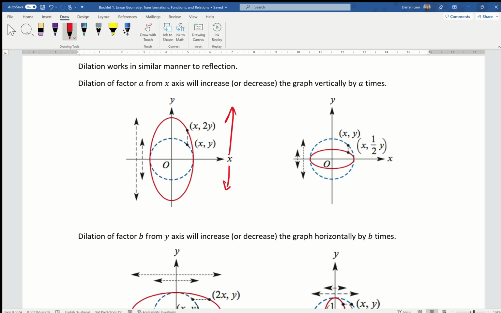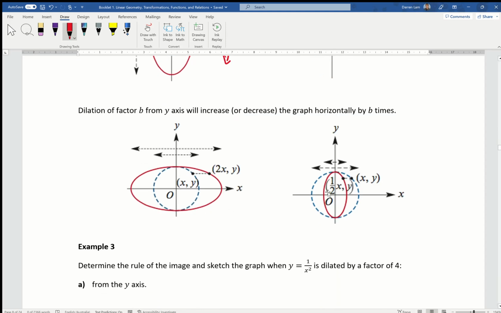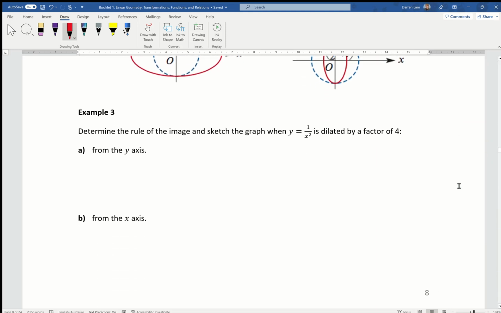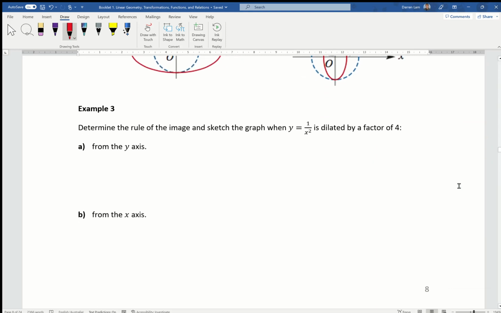And alternatively, from the y-axis and along the x-axis also mean the same thing. Double check that you've interpreted the question correctly. Apologies, I'm going to jump straight into the examples. In this case, we're determining the rule of the image and sketching the graph. I'll leave the sketching the graph for later.